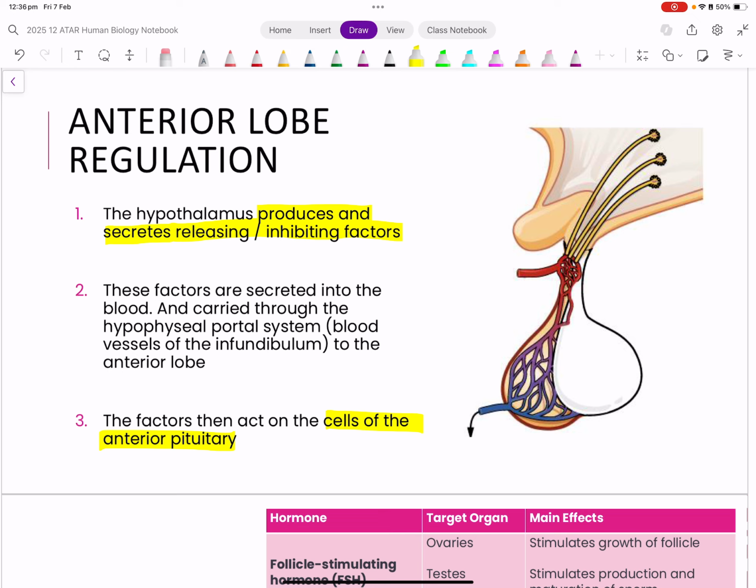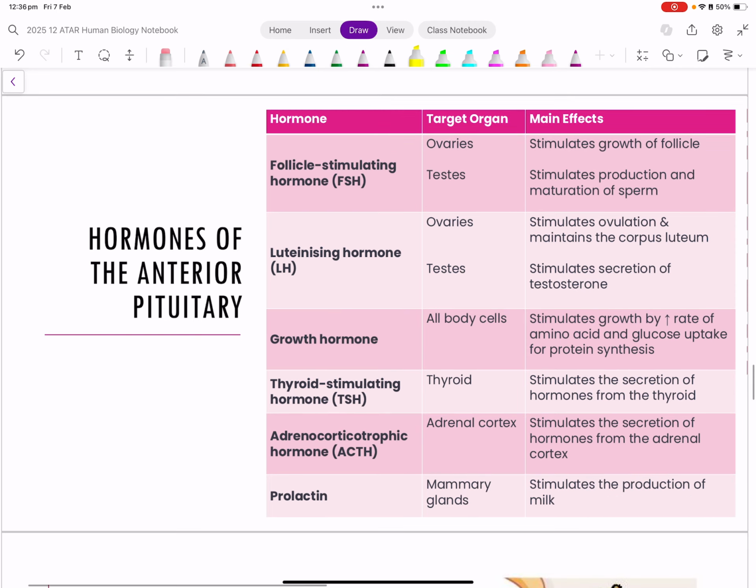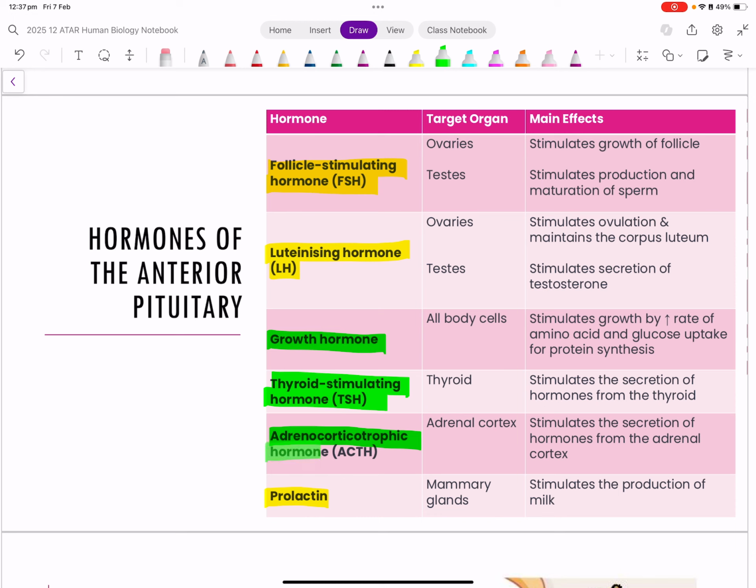So what are these hormones? Well, on this slide here, we can see that there are 6 main hormones that we need to know which are secreted by the anterior pituitary. Some that you will recognise from year 11 include follicle-stimulating hormone, luteinizing hormone, and prolactin. Some new ones for you this year include growth hormone, thyroid-stimulating hormone, and adrenocorticotropic hormone.